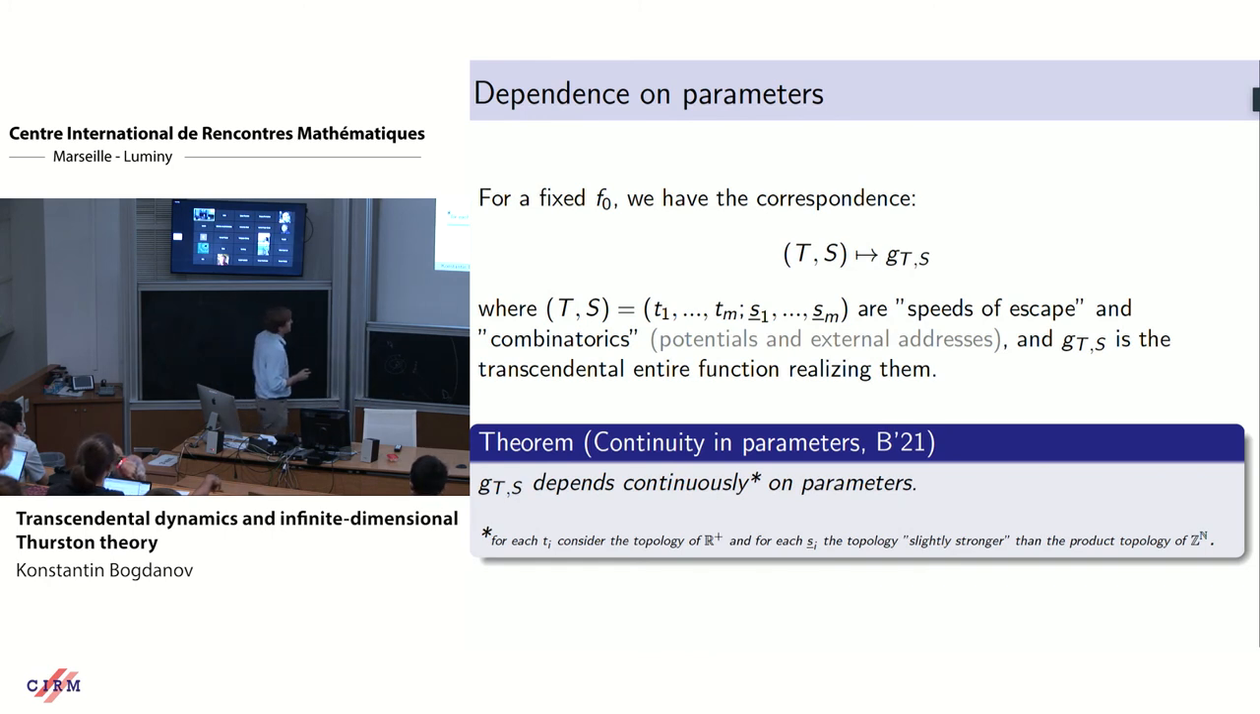Each t_i is just the potential, so it's a real number, and we can take the topology of the real numbers. And each s_i is an infinite sequence of integers, so one should take something slightly stronger than the product topology there. Basically, this continuity in parameters roughly follows from the fact that when we perturb the parameters, this radius of zero, this number rho, stays stable under perturbations of parameters.